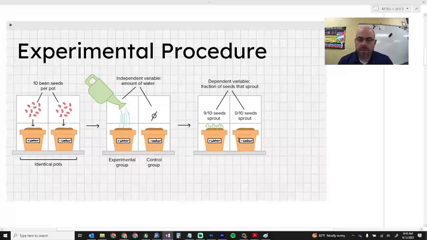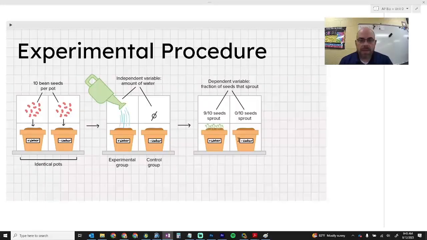So, a couple things about experimental procedure. You will definitely see these types of questions on the exam, so it's very important. A lot of this is going to feel like review, but it's interesting that it's review, and students still end up getting things mixed up over and over again.